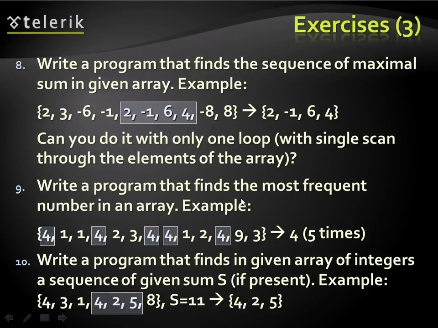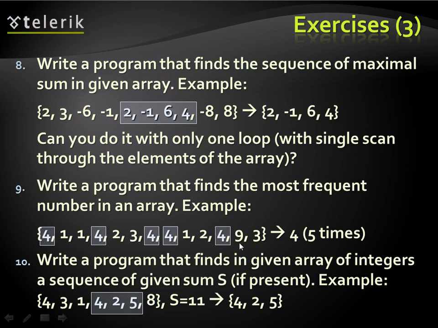Okay, what happens next? Sequence of maximal sum. Nice. I'll not give you the joker here, because it can be done with only one scan from the left to the end. Only a single scan of the elements. There is a correct algorithm which scans from the left to the right and passes through each element only once.